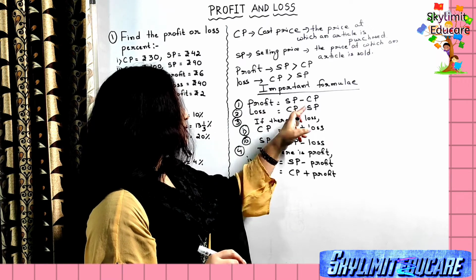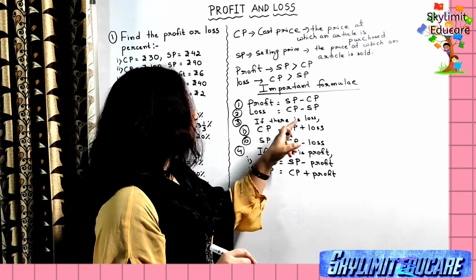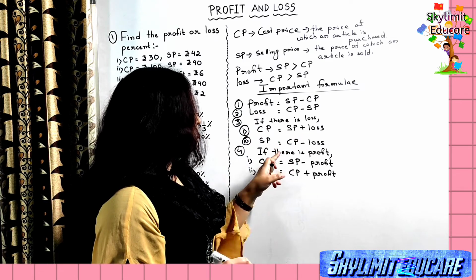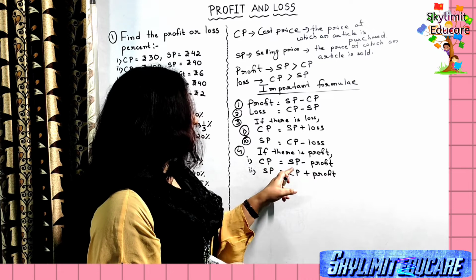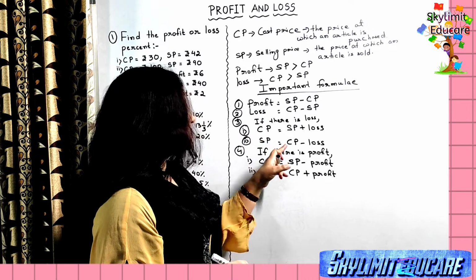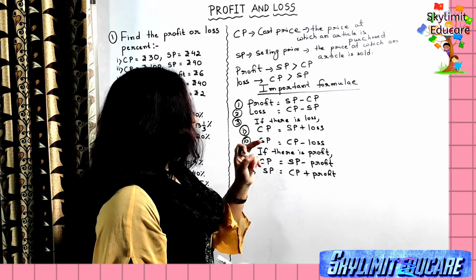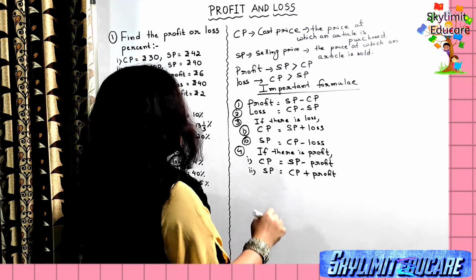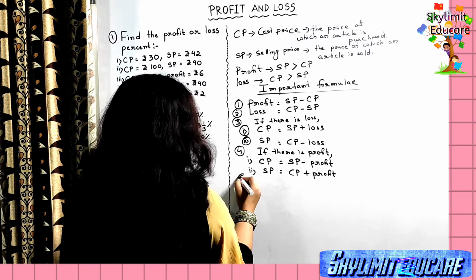So that means you can understand the formula for profit and loss. Profit is SP minus CP, loss is CP minus SP. If there is loss, cost price is selling price plus loss. If there is profit, cost price is selling price minus profit. If there is loss, selling price is CP minus loss, and if there is profit, selling price is CP plus profit.